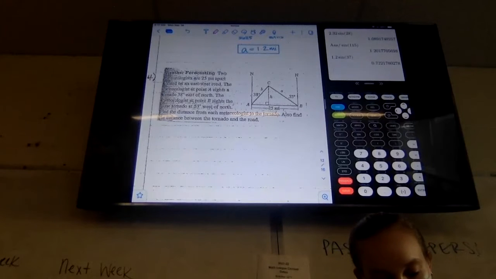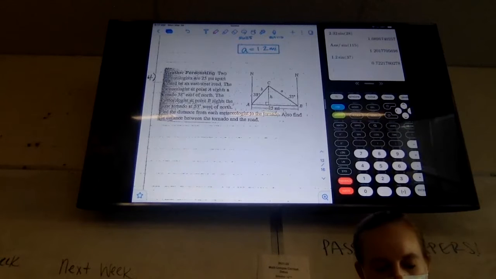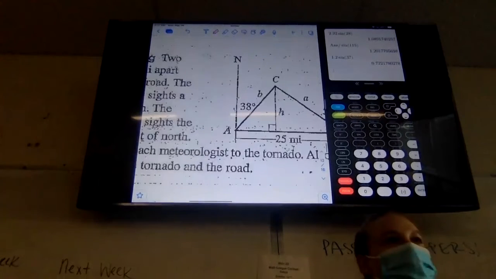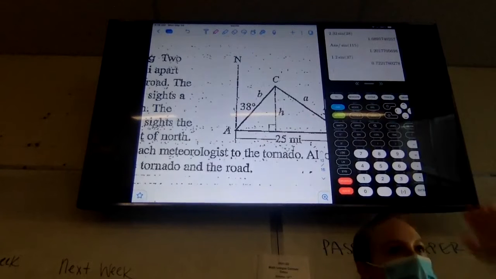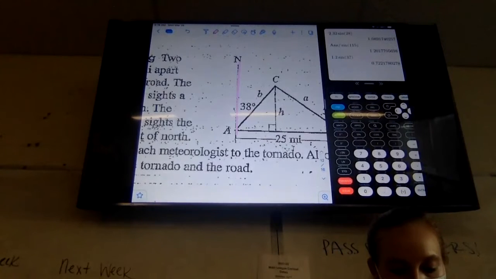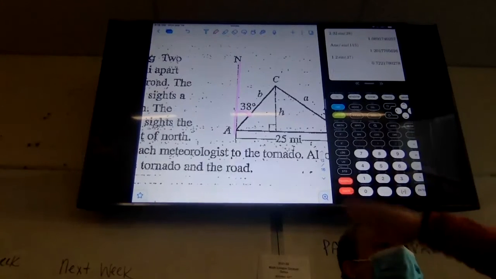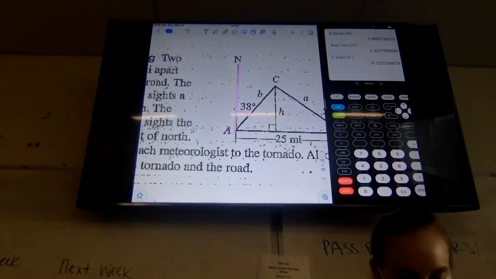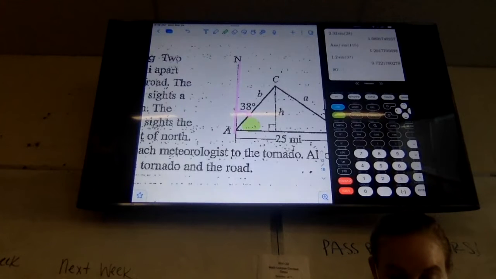A meteorologist at point A sights a tornado 38 degrees east of north. Oh, time out. If it says it's 38 degrees east of north, that's not in my triangle. If I have this fake north side right here, we went 38 degrees. It's not an angle of elevation. It's not an angle of depression. It's 38 degrees from north. How much is this angle right here then? 90 minus 38. So that angle is going to be 52.